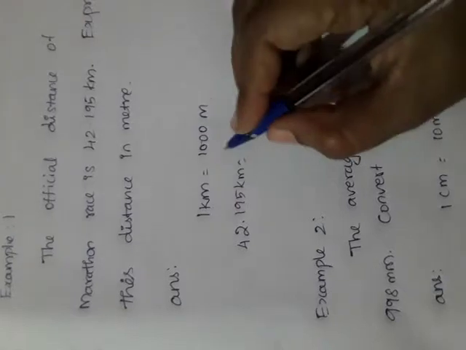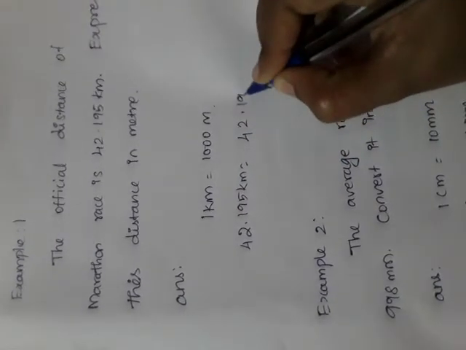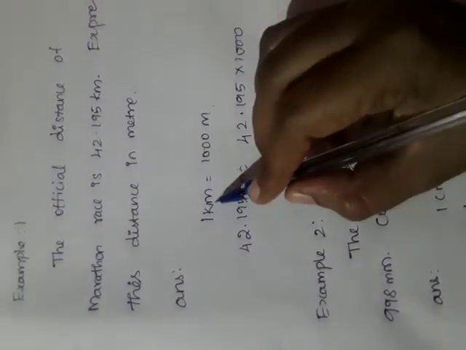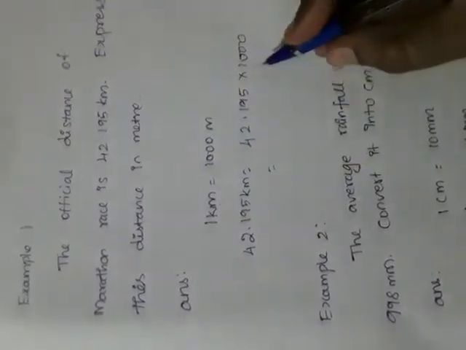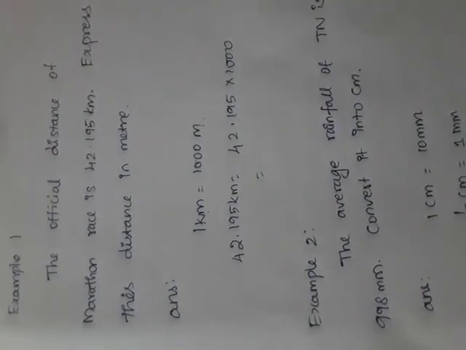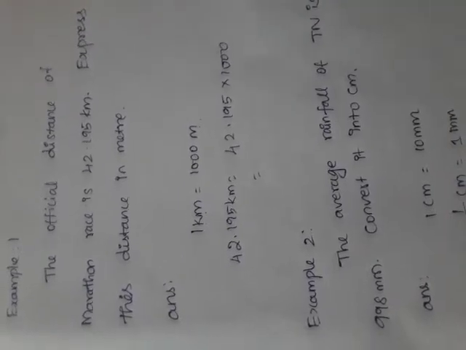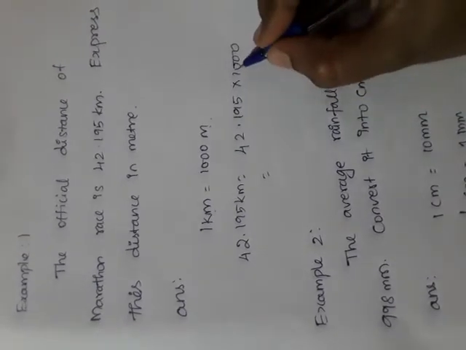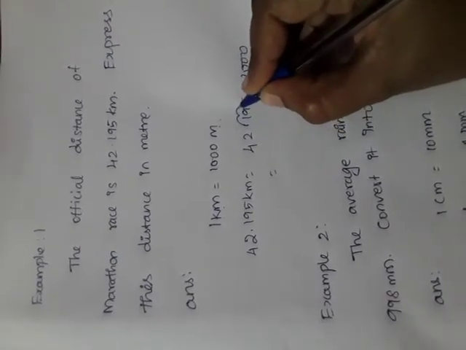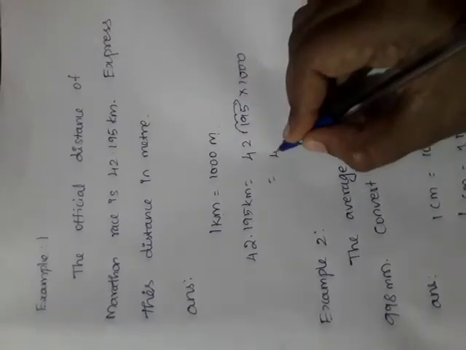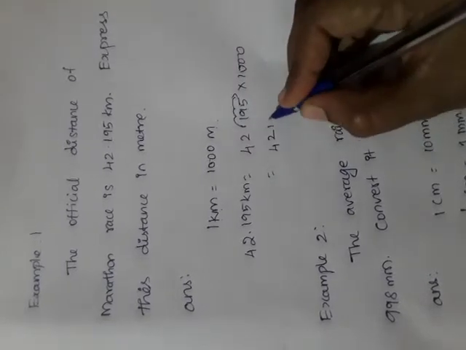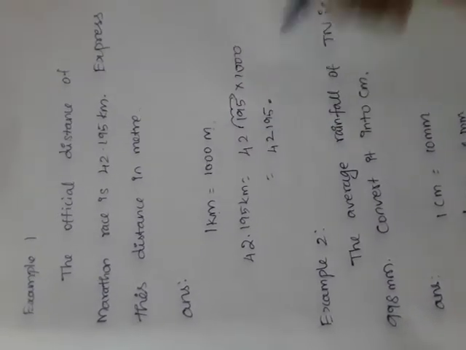Very simple, right? So 42.195 into 1000. To convert kilometer into meter, do the multiplication by 1000. If you are multiplying, you have to move the decimal point to the left side or the right side? To the right side. How many numbers do you have to move? 1, 2, 3. So move the decimal point 3 places. So 4, 2, and 1, 9, 5. After that, keep the decimal point.